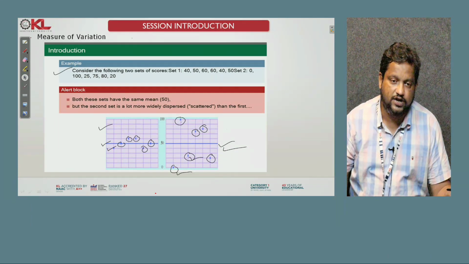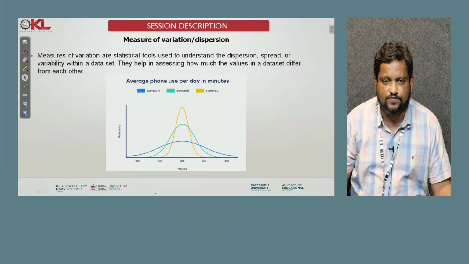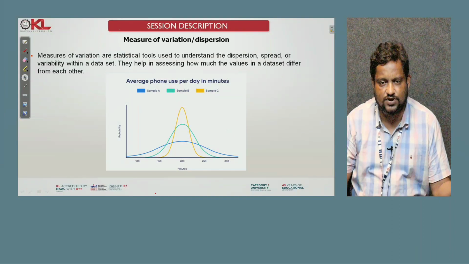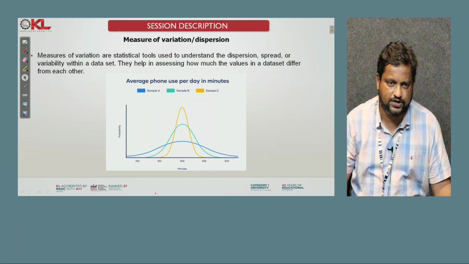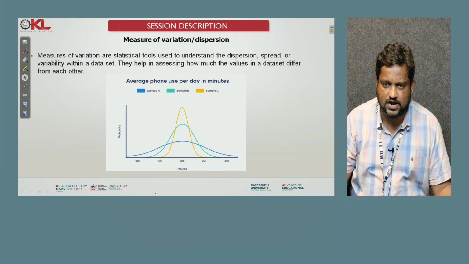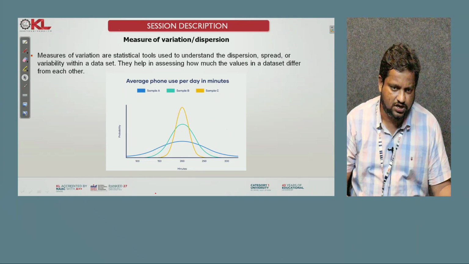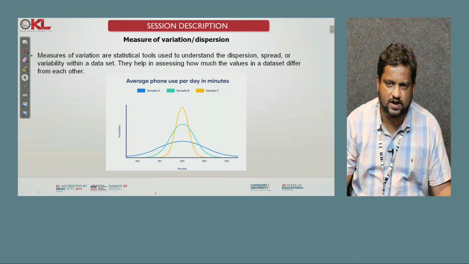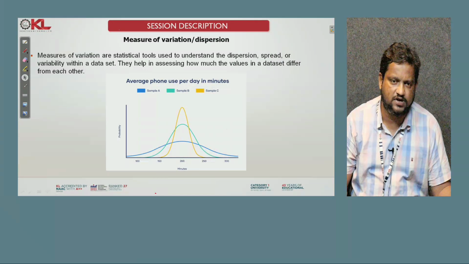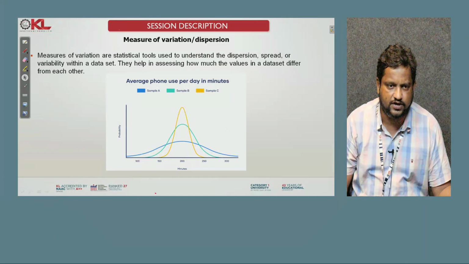Next we will see what is meant by measures of variation. Then we will see what different kinds of techniques we have to measure the variation. Measures of variation is a statistical tool used to understand dispersion, spread or variability within a data set. They help in assessing how much the values in a data set differ from each other.